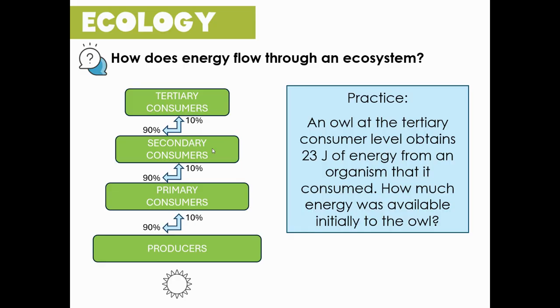What if I said an owl at the tertiary consumer level obtains 23 joules of energy from an organism that it consumes, which obviously would be our secondary consumer level? How much energy was available initially to the owl? So we want to know how much energy was available at the secondary consumer level. And so we're going to work in reverse. If we move the decimal one place to the left to move up the pyramid, then to go down the pyramid, we're going to move that decimal to the right one place. So 23 joules would become 230 joules.